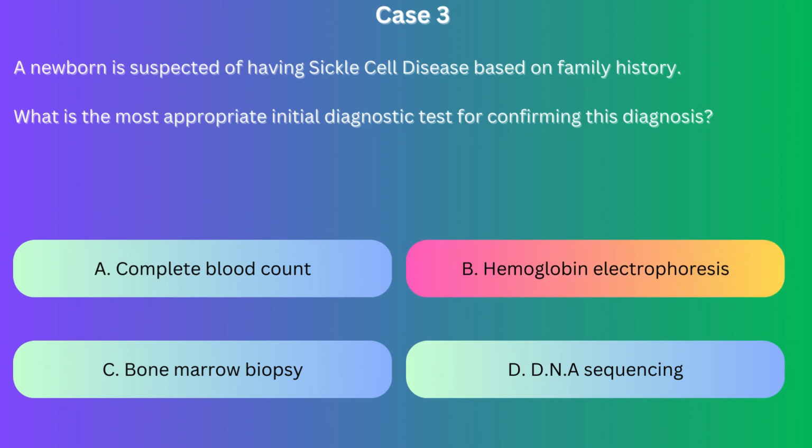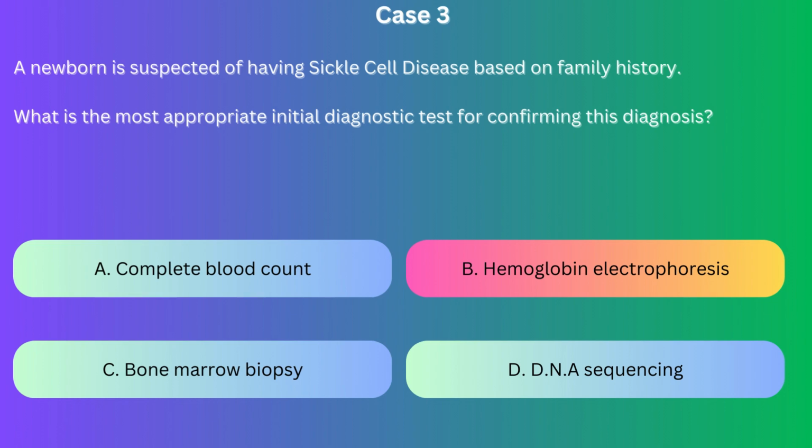Correct answer. B. Hemoglobin electrophoresis is the gold standard for diagnosing sickle cell disease in newborns. This test separates different types of hemoglobin based on their electrical charges. In sickle cell disease, hemoglobin electrophoresis detects the presence of hemoglobin S, confirming the diagnosis. Unlike a complete blood count, which can show anemia but not the specific type, or a bone marrow biopsy, which is invasive and not specific for sickle cell disease, hemoglobin electrophoresis provides a direct and specific diagnostic method.